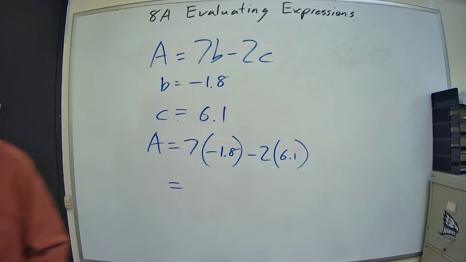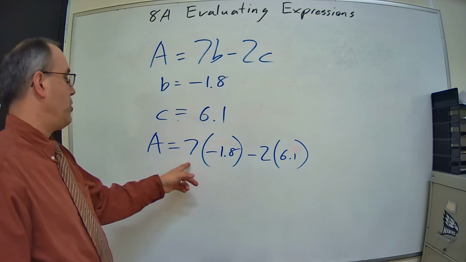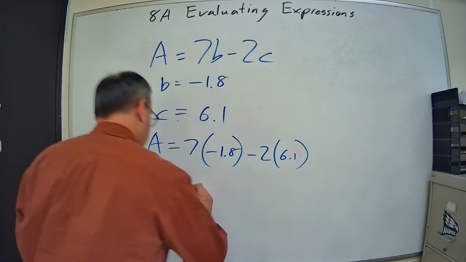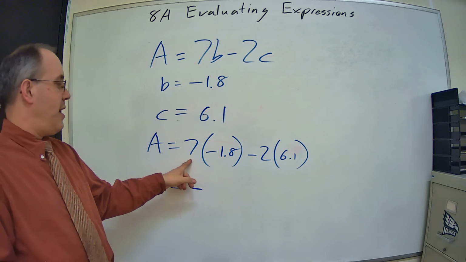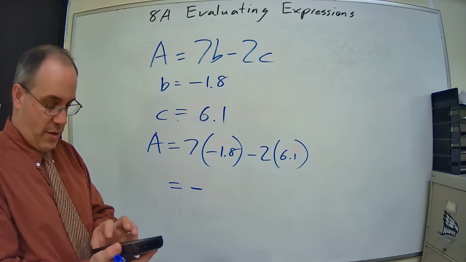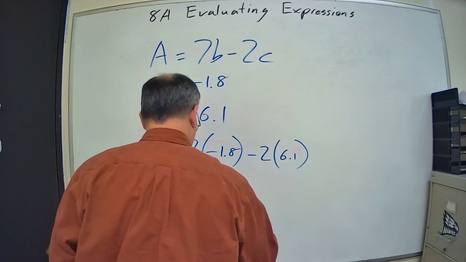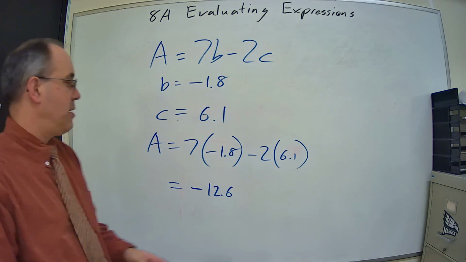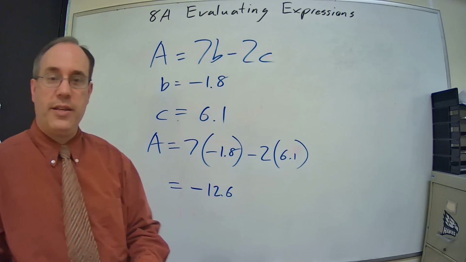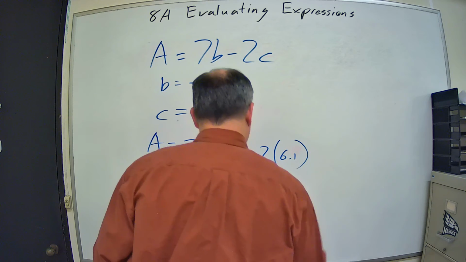So when we multiply that, let me grab my calculator again. When you multiply numbers with opposite signs, the sign will be negative. So negative, and 7 times 1.8 gives me 12.6. So we have negative 12.6, and then we're going to subtract these numbers. 2 times 6.1 is 12.2. So minus 12.2.